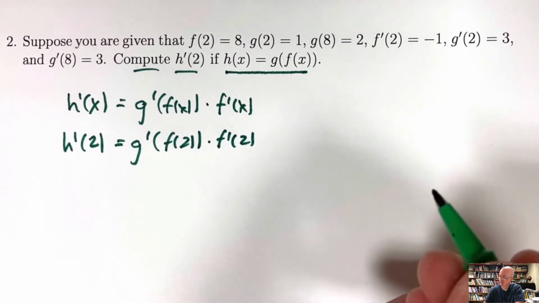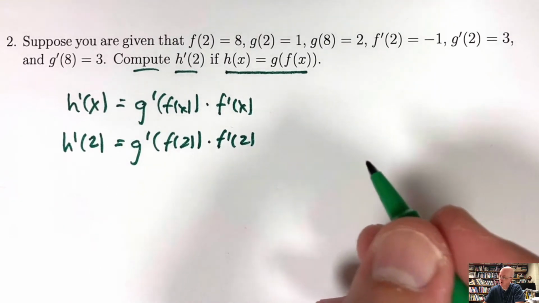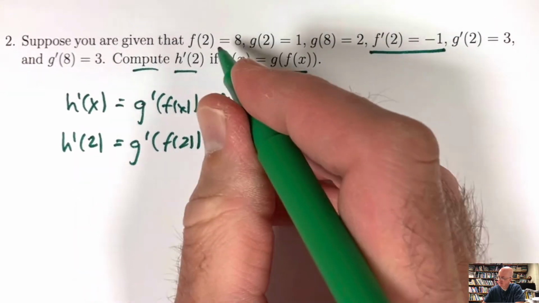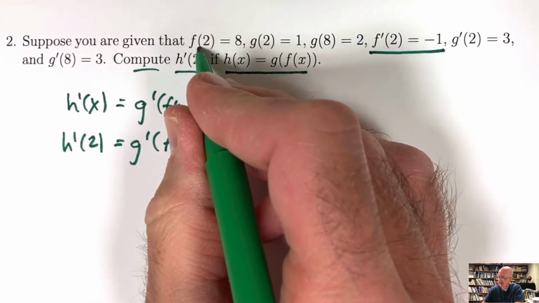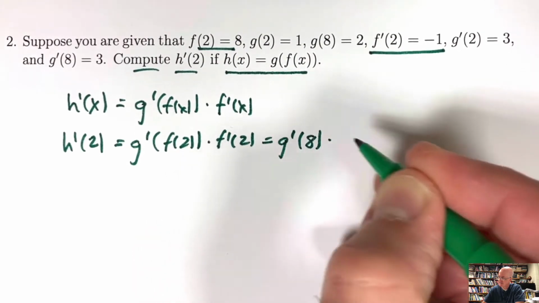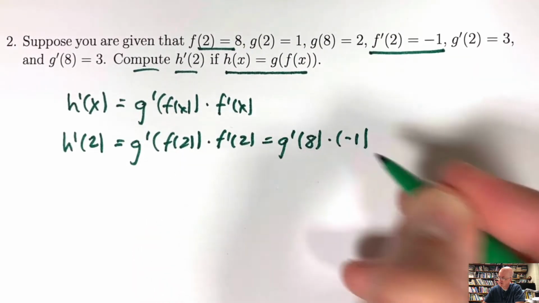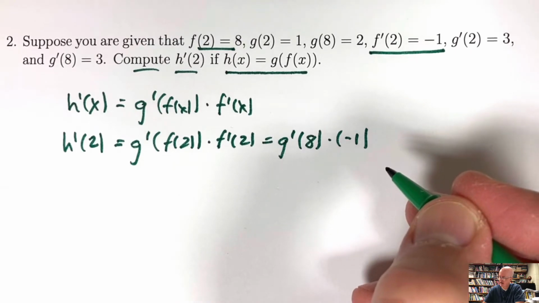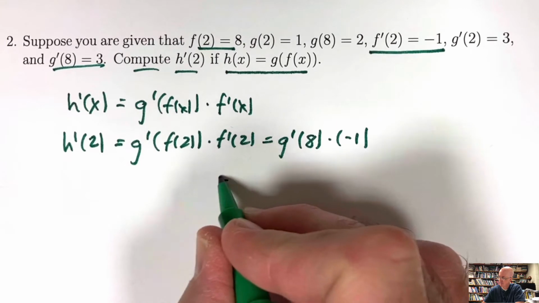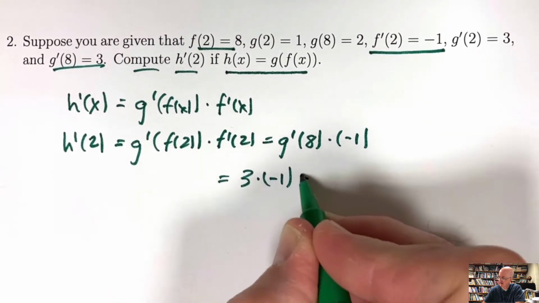Do we have the information we need to finish this problem? We do have f prime of 2, that's negative 1. We also have f of 2, that's going to be 8. So this becomes g prime of 8 times f prime of 2, which is negative 1. Do we know g prime of 8? Look over here. Yes, we do. That's 3. So this becomes 3 times negative 1, or negative 3.